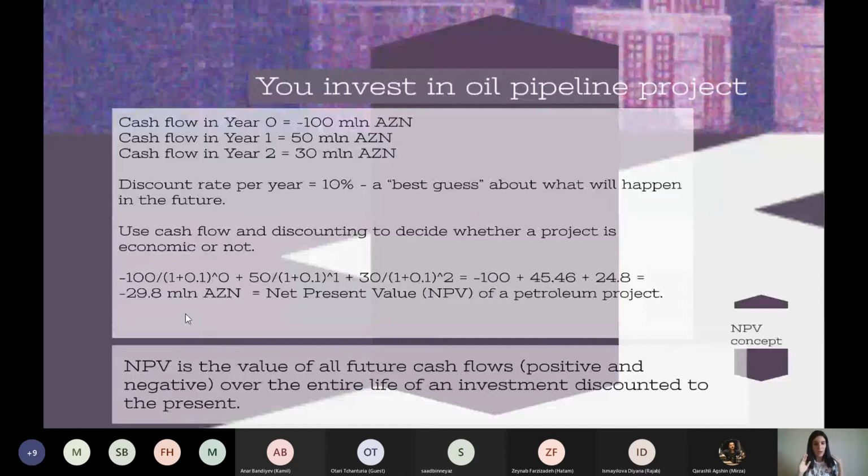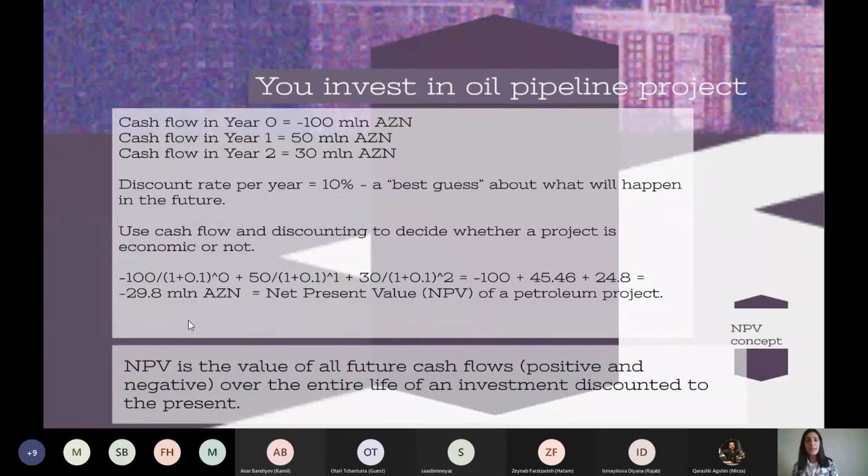But before this, if we don't care about present value, our loss will be minus 20 million manats. But when we discount it, when we find present value of each cash flow, it's more, minus 30 million manats. So this is the true amount. Of course, I ignore the fact of inflation, deflation, other things, they are the risks. Here we just talk about the present value. And this amount is called net present value of a petroleum project.